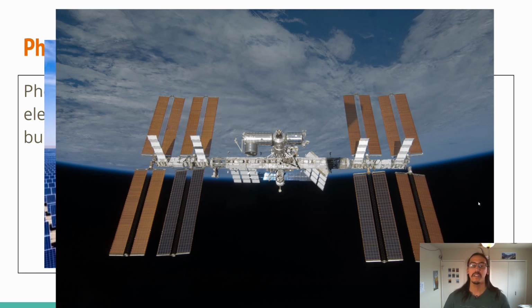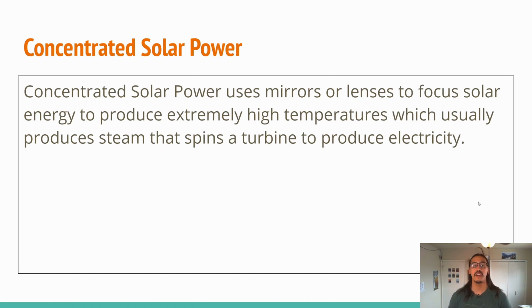All right. Let's move on to the last category, which is called concentrated solar power. So with concentrated solar power, we're going to be using mirrors and lenses, kind of like with the solar stove or the solar cookers, except instead of heating up a small box and heating up food in a pot, this is going to use thousands of mirrors in order to produce extremely high temperatures. And by extremely high, I mean like upwards of 2000 degrees.